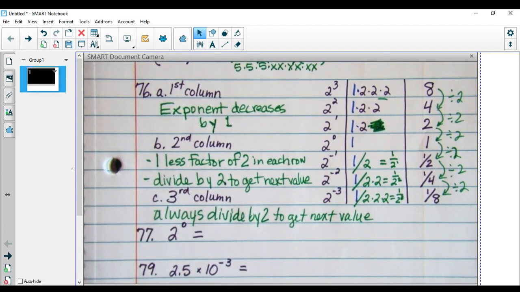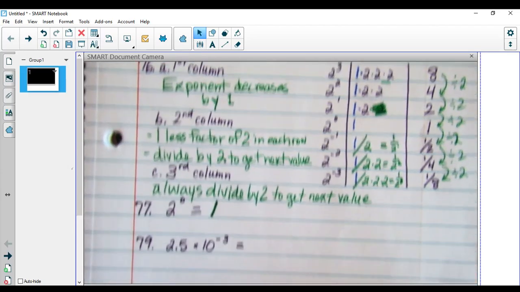Number 77, everything has a factor of 1. 2 to the 0, we still have a factor of 1. We have no factors of 2. And in fact, anything to the power of 0 will always be 1.